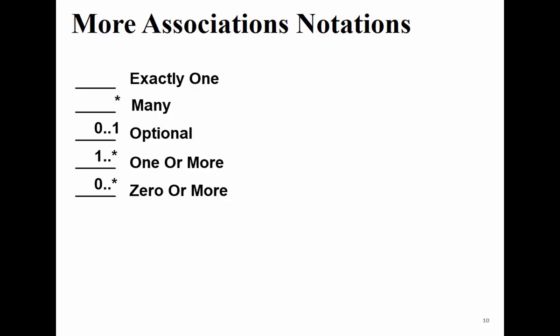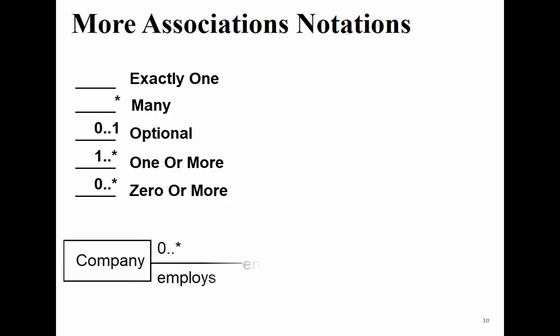Now, more association notations. We have exactly 1, just a line. 1 to many. If we have 0 and 1 to the side, that is optional, either 0 or 1. If you see on the side 1 dot dot star, that means 1 or more. If you see 0 dot dot star, that means 0 or more. So when you are reading the diagram, if you see these notations, you know the type of the relations.